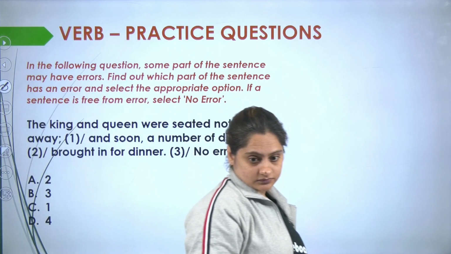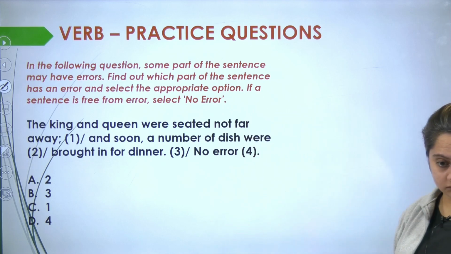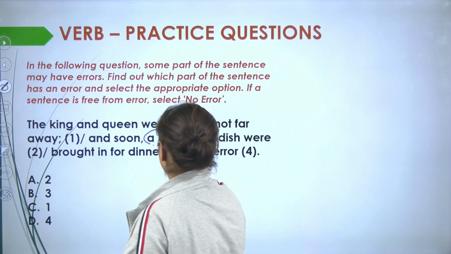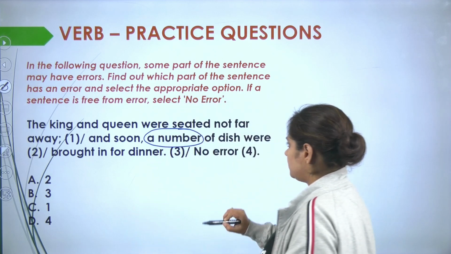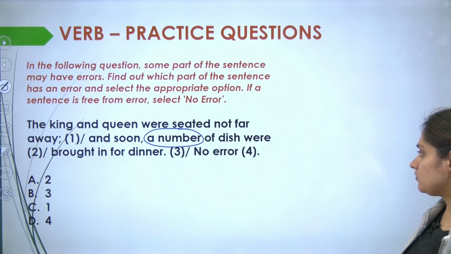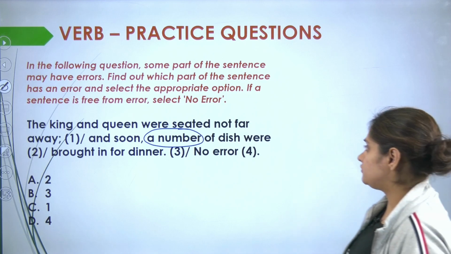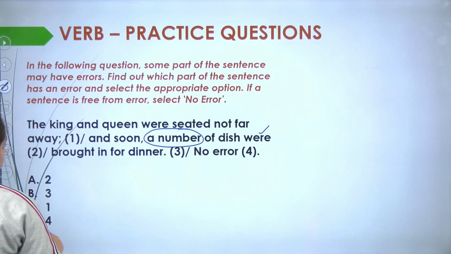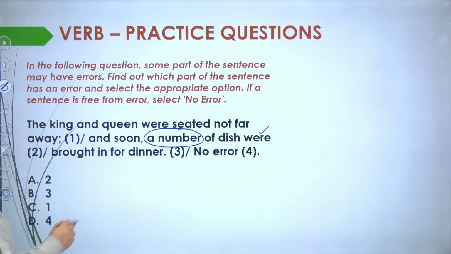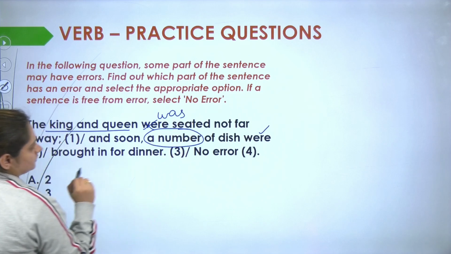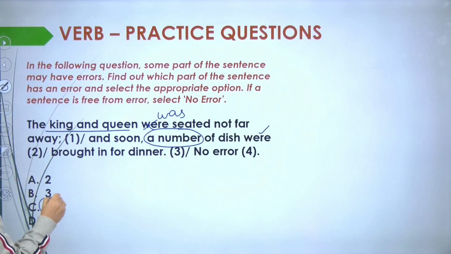Next one. You have just now learnt with a number, we always use plural. Okay. So a number of dish were brought in for dinner. This is correct only, right? The number we use singular, a number of dish were. Okay, as a group we are using the king and queen was seated. Okay.